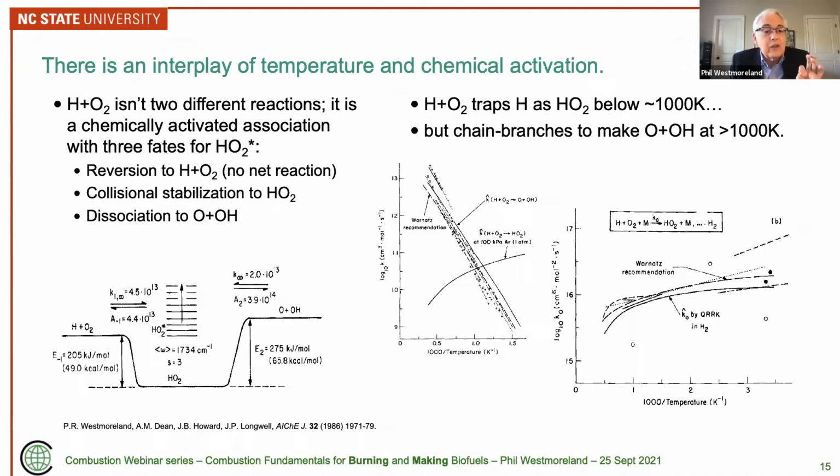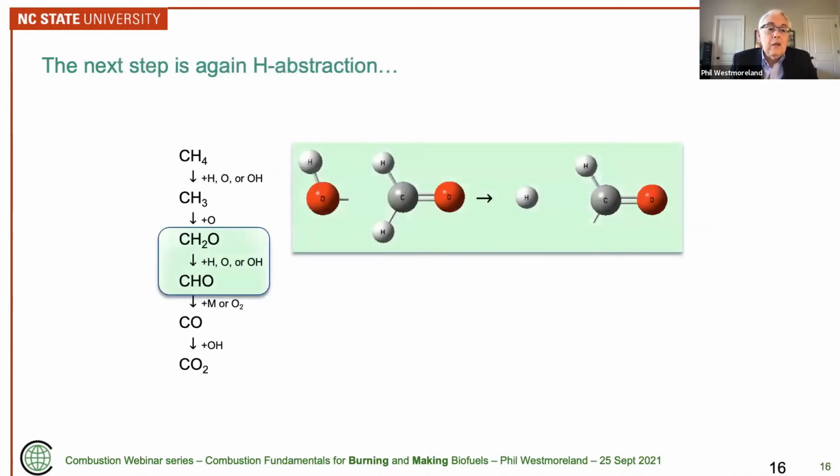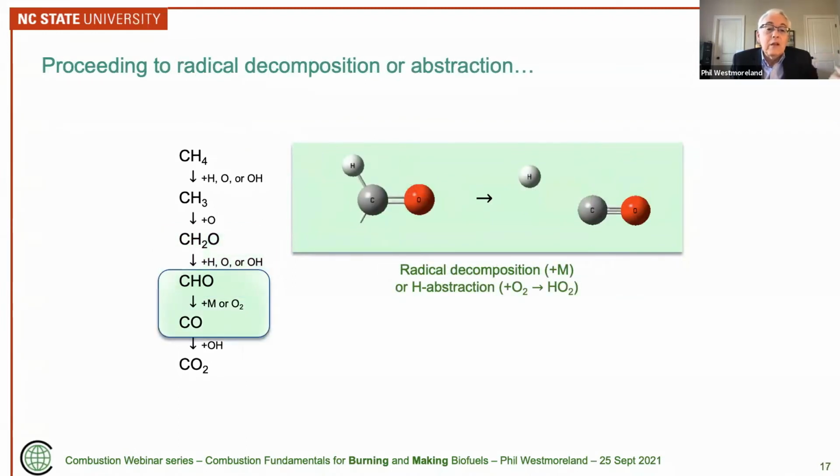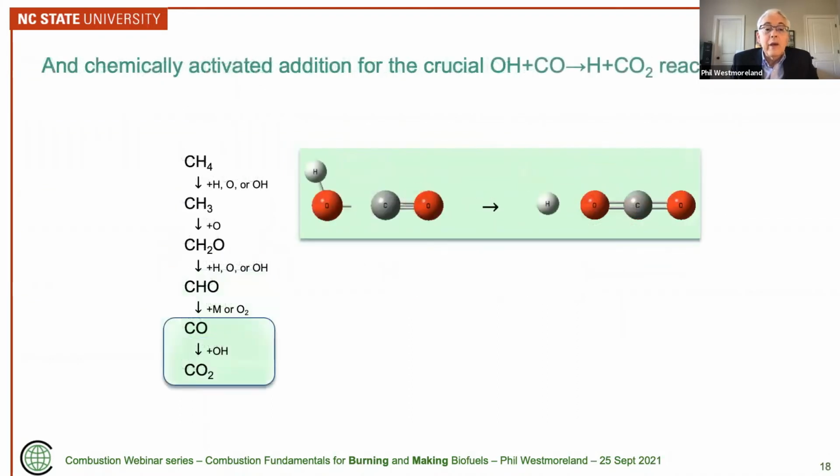So this chemical activation idea, the fact that here and with methyl plus O, we saw that you don't even see the intermediate because it is so short-lived. So we go to the next step, it's hydrogen abstraction again, OH pulling off a hydrogen from formaldehyde. We go to the next step and it's either decomposition, the H can be kicked off from the HCO, formyl radical, or it can be abstracted by O2. And then we're back to chemical activation again for the reaction that releases so much of the heat in combustion, CO plus OH going to CO2 plus H.